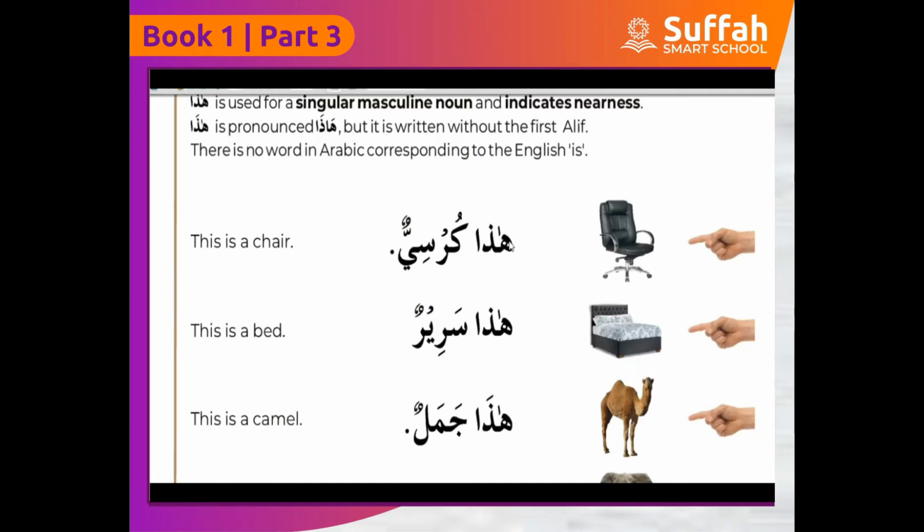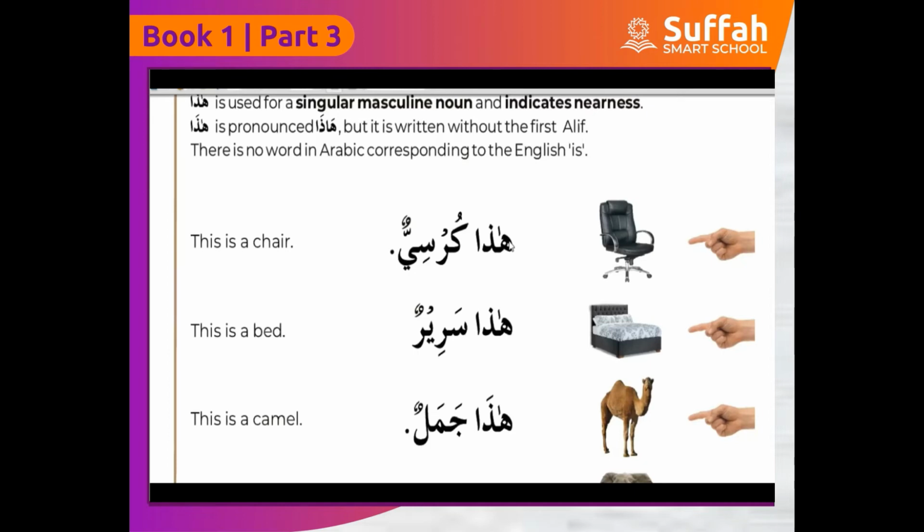Hada kursiyun, hada kursiyun. When we translate it, we say this is a chair, right? Here there are two words. One is hada, second is kursiyun. So out of these two words, which is the word meaning is? No, sir. There is no word meaning is. Hada means this and kursiyun means a chair.